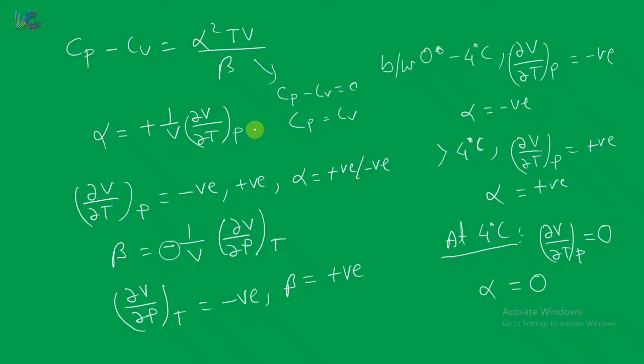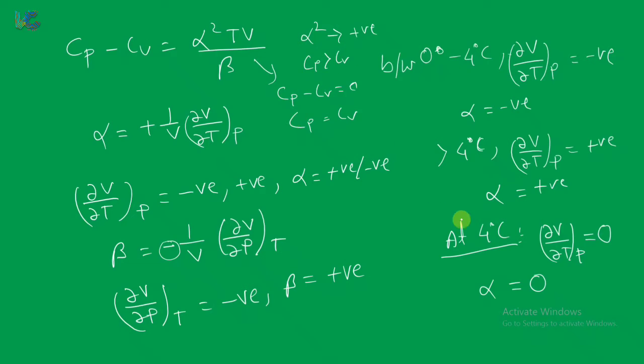But in all other cases, you see that this is alpha square. Now I have said that alpha can be negative or positive, but alpha square is always positive. Fine. And the term T is always positive, V is positive, and beta is always positive. That means Cp minus Cv will be a positive quantity. That means Cp is greater than Cv in general.